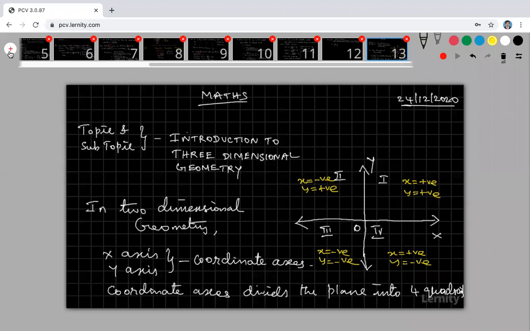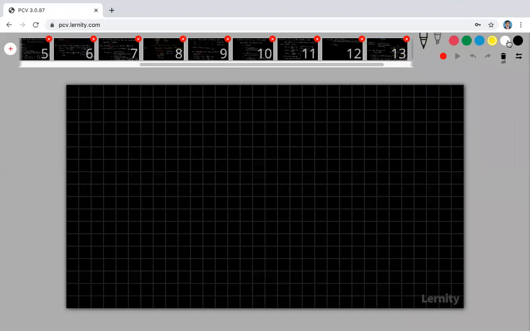So students, please note down: coordinate axes and coordinate planes in three-dimensional space.